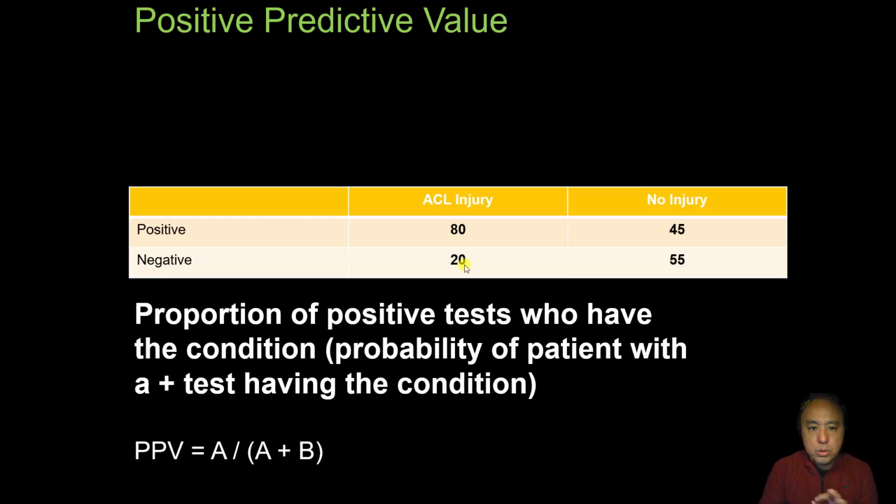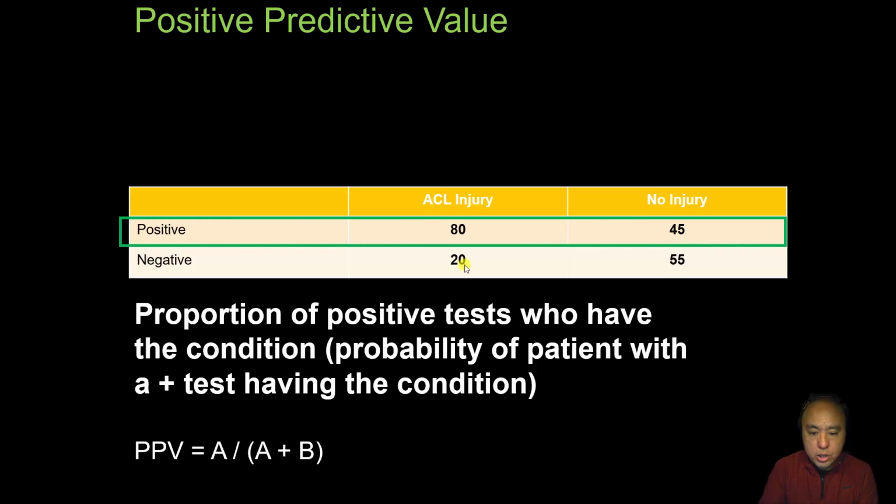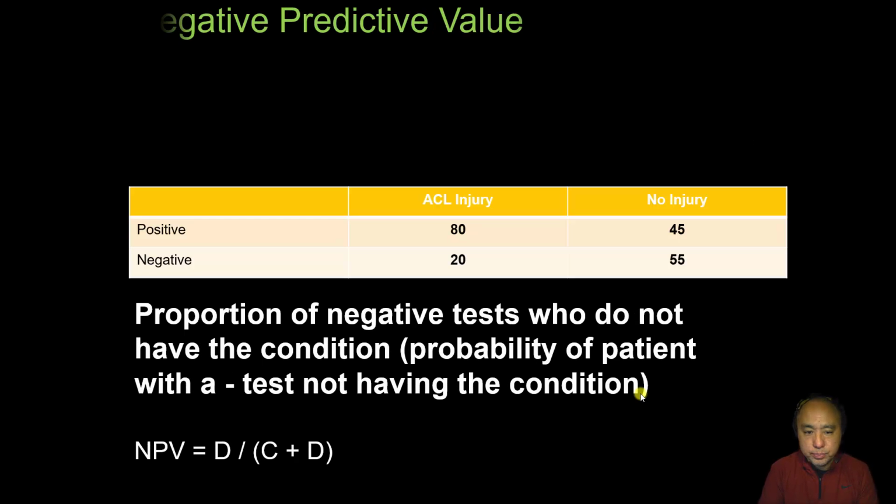Another statistic that we use in testing the accuracy of a diagnostic test is the positive predictive value. That is the proportion of all the positive tests who actually have the condition, who actually have an ACL injury. So this is 80 divided by the sum of 80 plus 45, so that's the probability of a patient with a positive test actually having the condition. In this case, that is a positive predictive value of 64%. That means 64% of all the positive tests are true positives: the probability of a patient with a positive test having the injury.